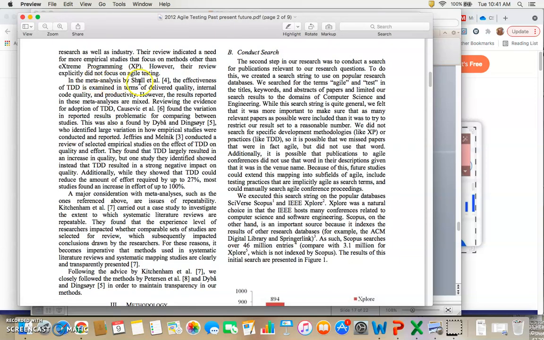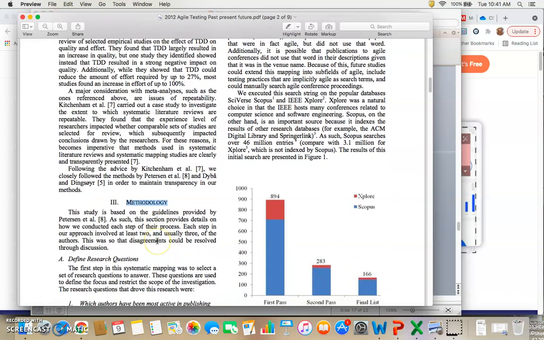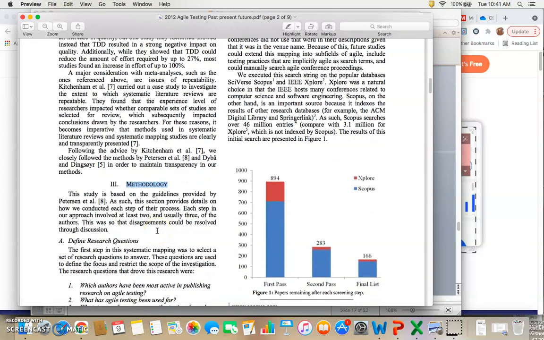For example, in the meta-analysis by Schulz, they cited some other works. Okay, as you see, they cited some other works. You see, this is important when you write a background or related work section. And then methodology. Under methodology, this is where you describe the method that you have used. For example, they are doing a systematic mapping study, so they are using the guidelines by Petersen.